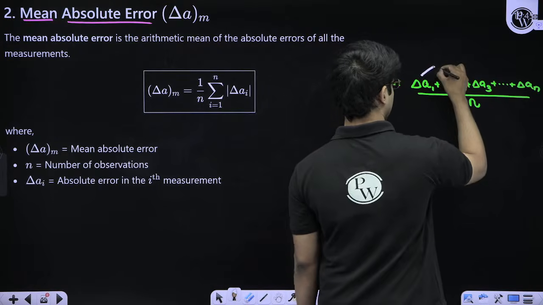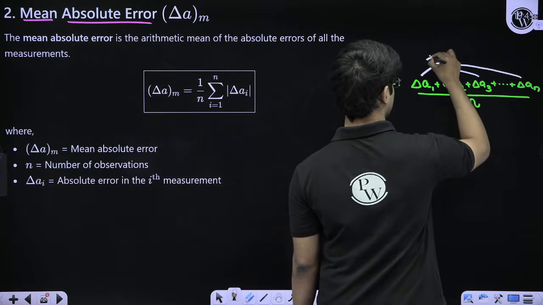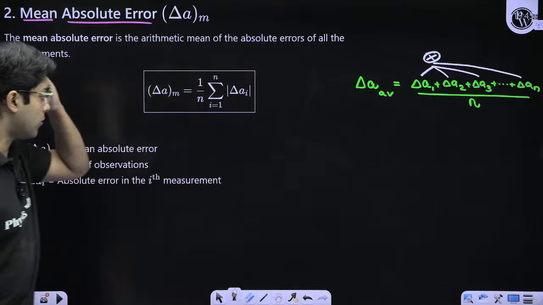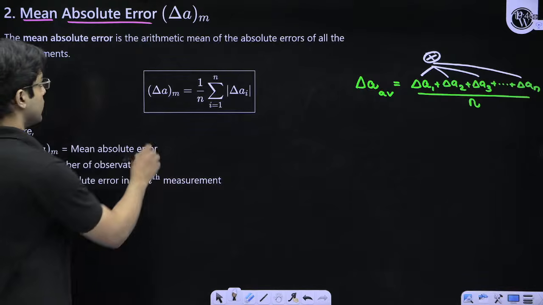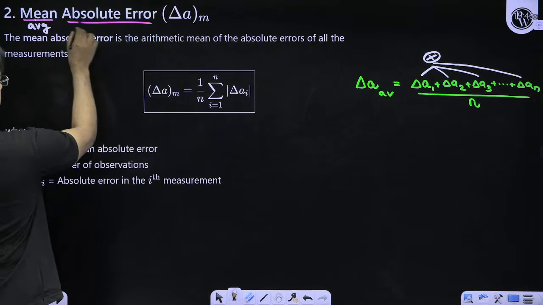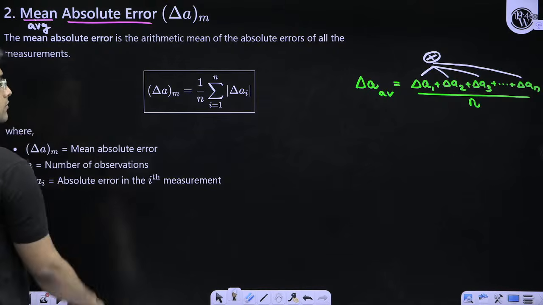All these values must be positive. Absolute error we always substitute as positive only. We only consider the positive error. So that is how we calculate the mean absolute error. Mean means average, right? So average absolute error. Okay.